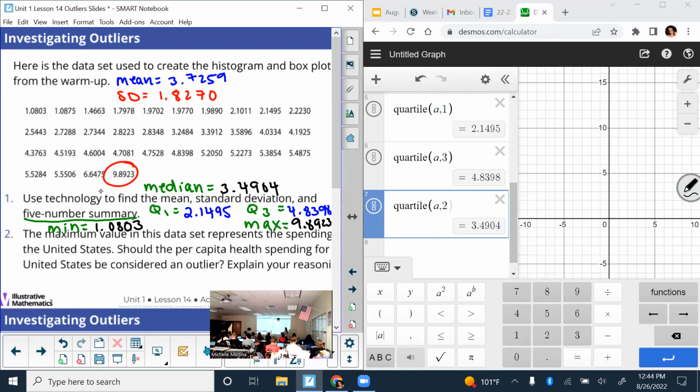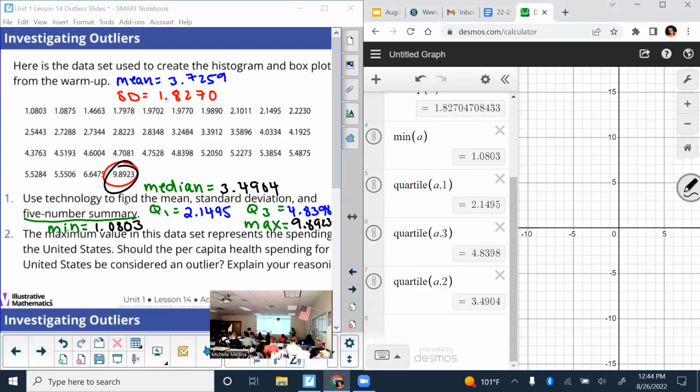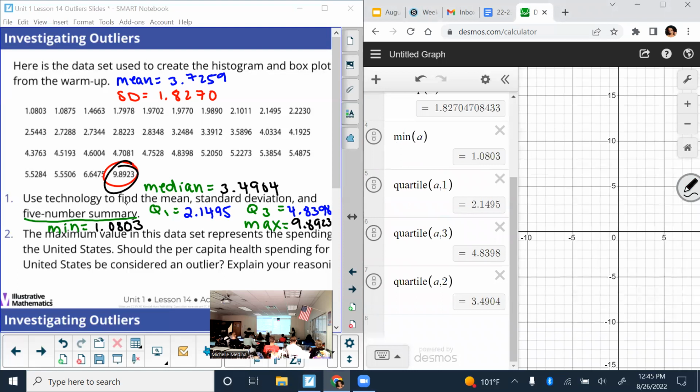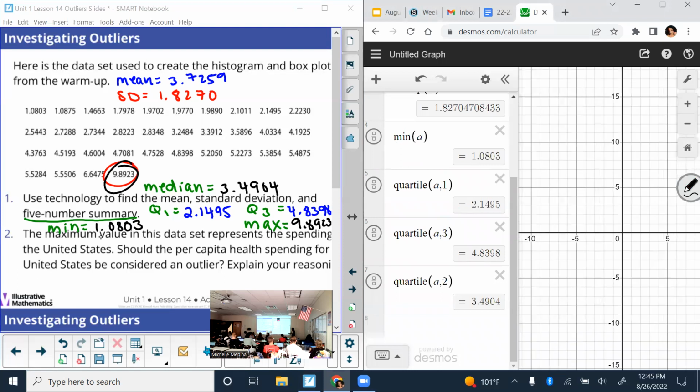Do I use the one with the Q1 in it or the Q3? Oh, the Q3, because the maximum is closer to the Q3 than it is the Q1. That's why you measure it that way. So here's that formula again, but just for the Q3, I'll show you.